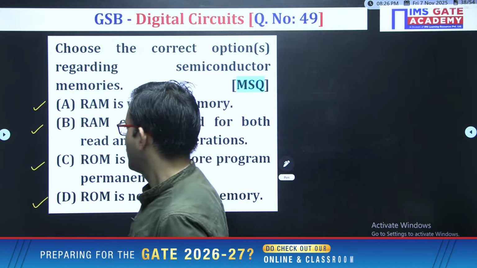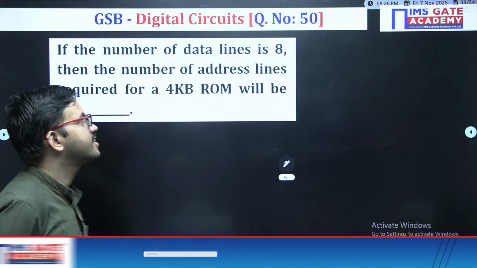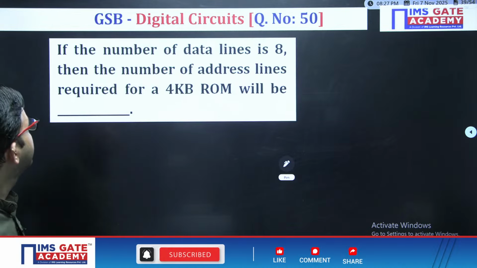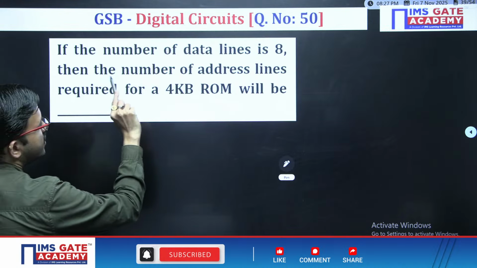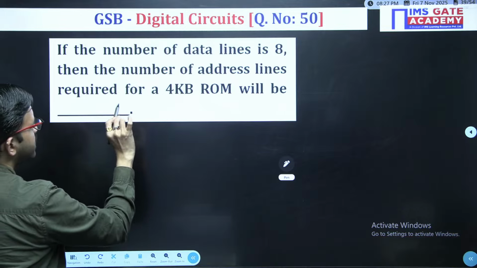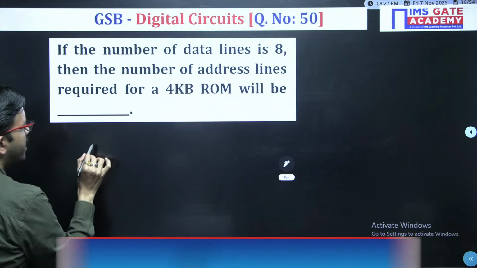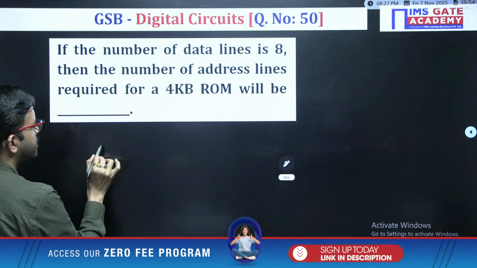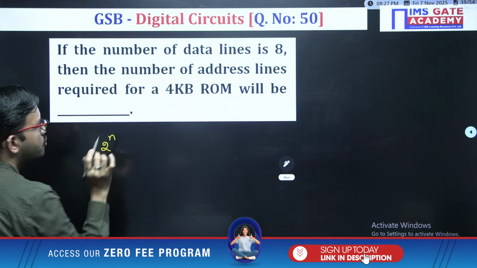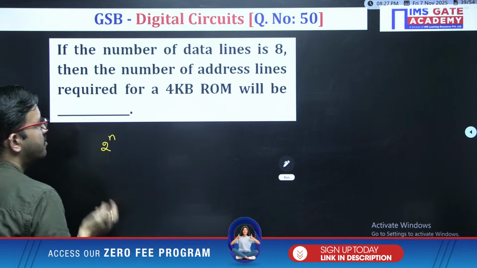Now the last question, the 50th question. If the number of data lines is 8, then the number of address lines required for a 4 KB ROM. See, in general, for the size of the ROM, if you are having n address lines, with the help of that you are getting 2 power n memory locations. You can identify that many locations with the help of n address lines.